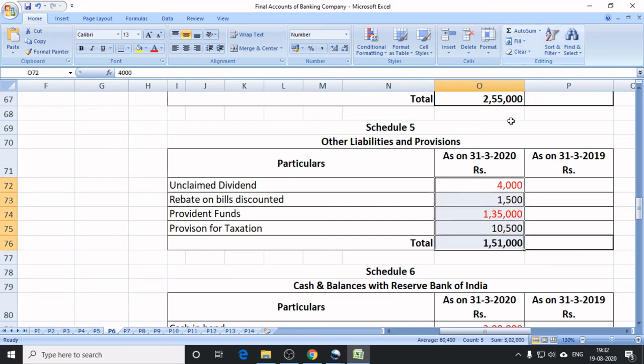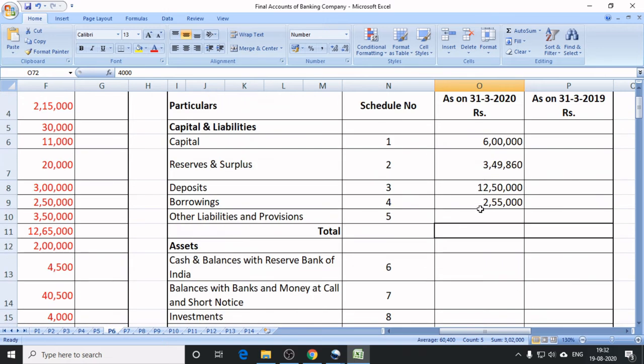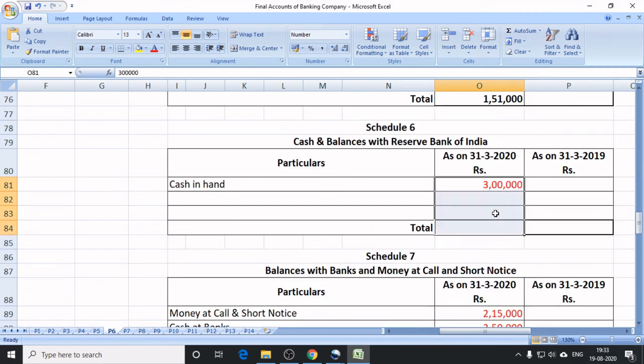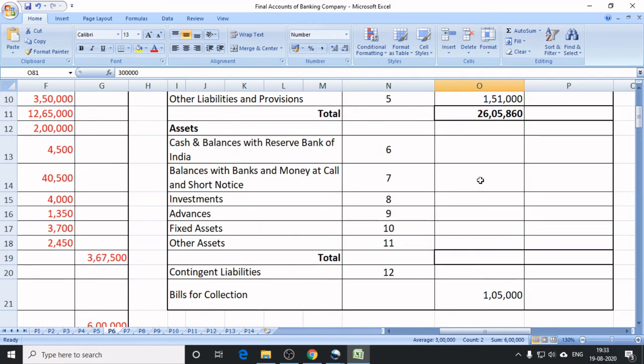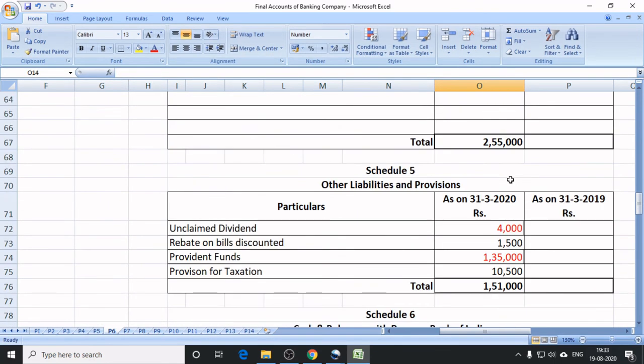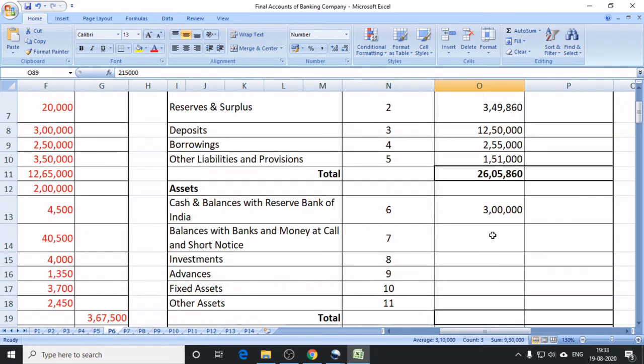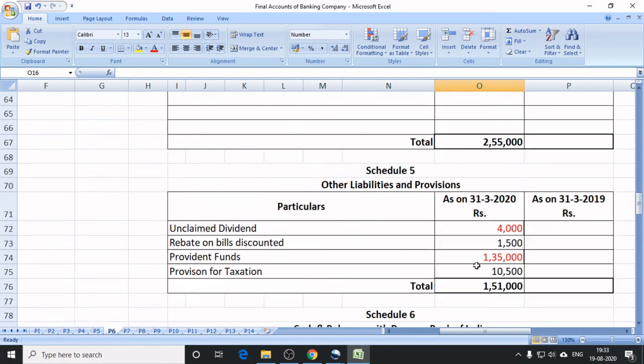Now schedule number 5. The total is 1,51,000. I'll add all these figures. Therefore, the total of capital and other liabilities is 26,05,860. Now let's close the asset schedules. Let's begin with schedule number 6, 3 lakh rupees. The next is schedule number 7, balances with banks and money at call and short notice. The total is 4,65,000 rupees.